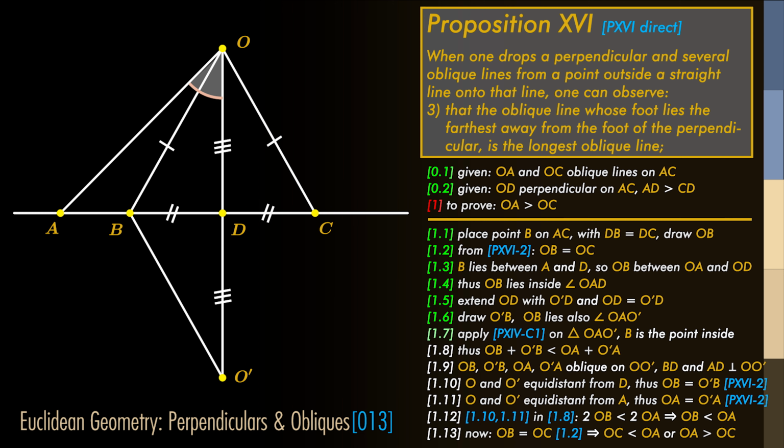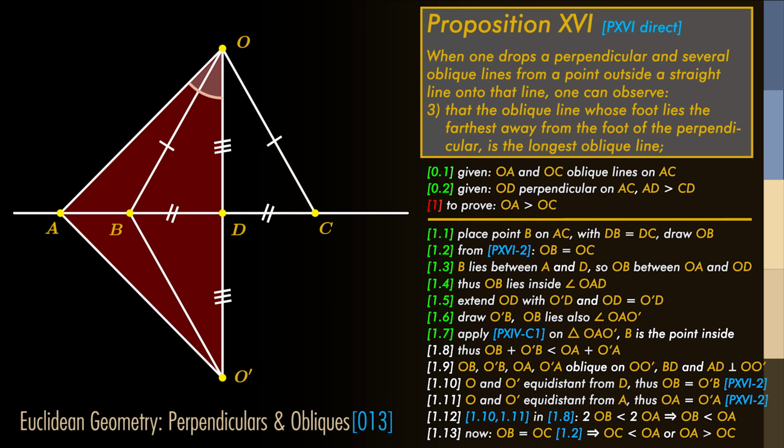Remember the first corollary we saw for proposition 14. That corollary stated that the sum of the distances from a point inside the triangle to the endpoints of a side is smaller than the sum of the two other sides. Apply this now to the triangle OAO', with B being the point inside of the triangle.